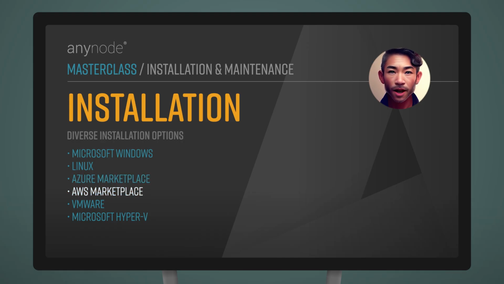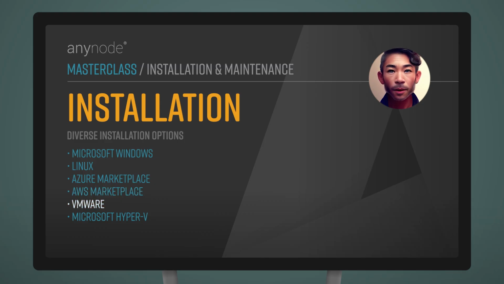In the AWS Marketplace chapter, we'll delve into the launch through the EC2 console, simplifying the process by providing recommended default options, such as security groups, key pair settings, and access to the AnyNode frontend. Additionally, we guide network hardening.